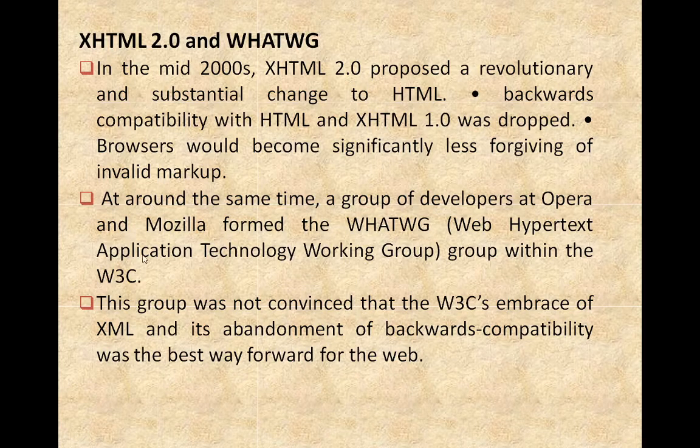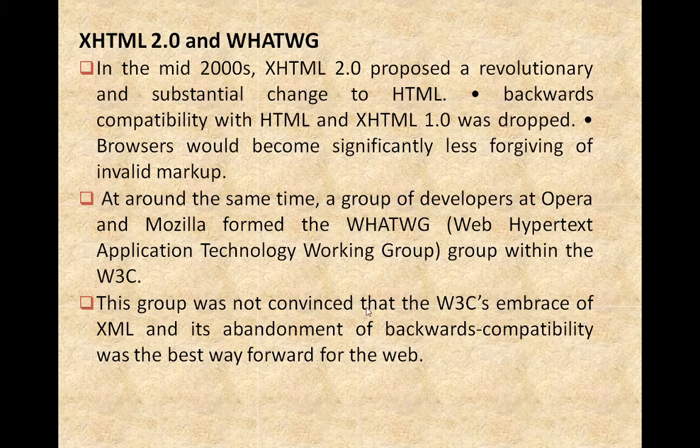Then the second point: at around the same time, a group of developers at Opera and Mozilla formed one more group, known as WHAT-WG, which stands for Web Hypertext Application Technology Working Group. This subgroup was formed within the W3C. That means the community was the same, and within that community one more group was formed, known as WHAT-WG. So what was this WHAT-WG doing?